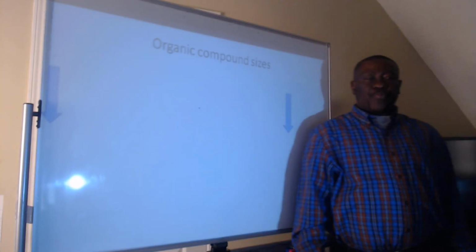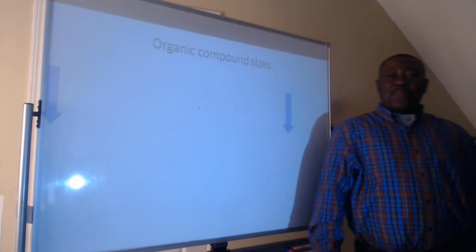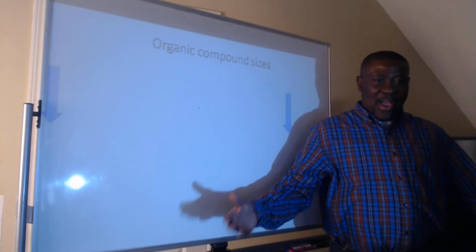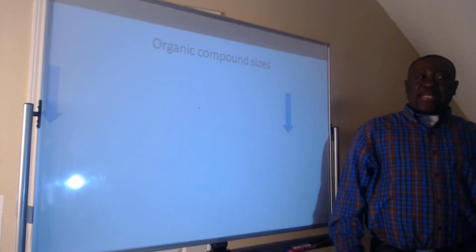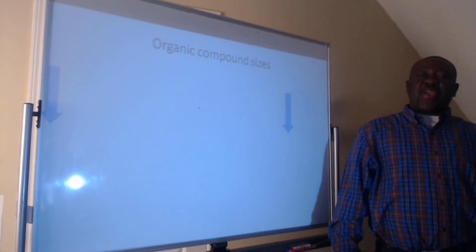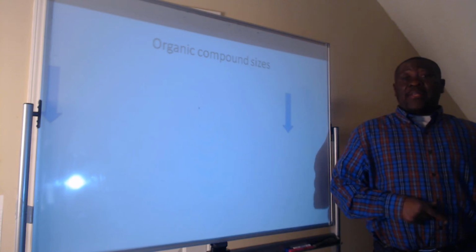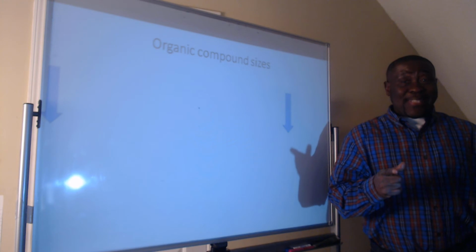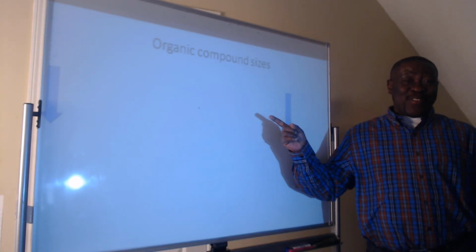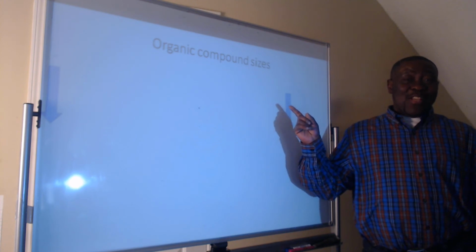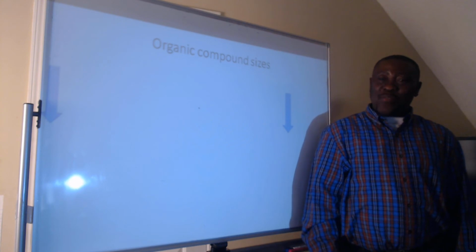Now, organic compound sizes. Yes, organic compounds come in sizes. Now look on the board and tell me, how many sizes do you think there are for organic compounds? How do you know how many sizes there are? Look guys, come on, you don't have to be a nuclear physicist to know that. I have only 2 arrows. So because I have 2 arrows, there are only 2 sizes of organic compounds.